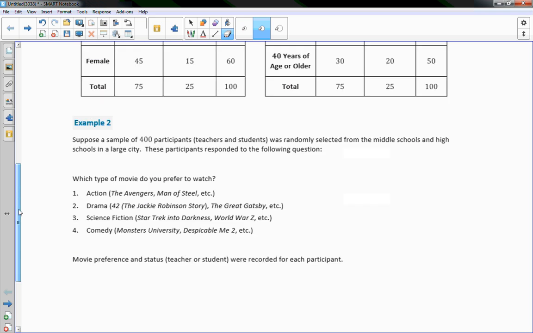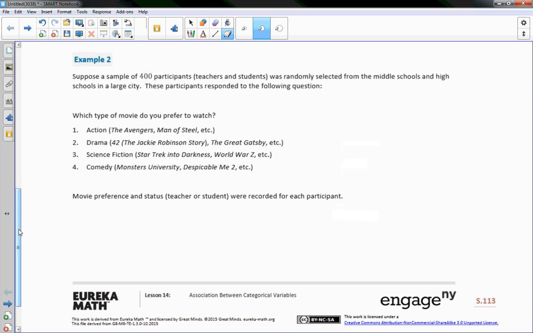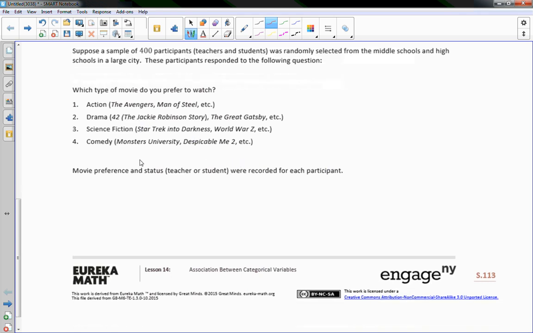Okay, so let's move on. Example 2 says, suppose a sample of 400 participants, teachers and students, was randomly selected from middle schools and high schools in a large city. These participants responded to the following questions. Which type of movie do you prefer to watch? Action, drama, science fiction, or comedy? Movie preferences and status, teachers or students, were recorded for each participant.